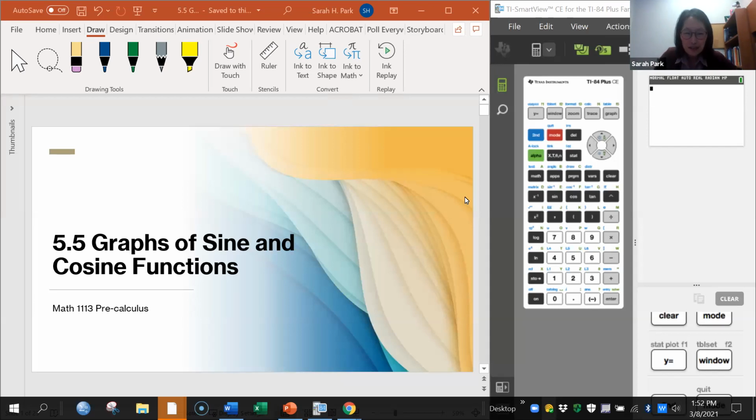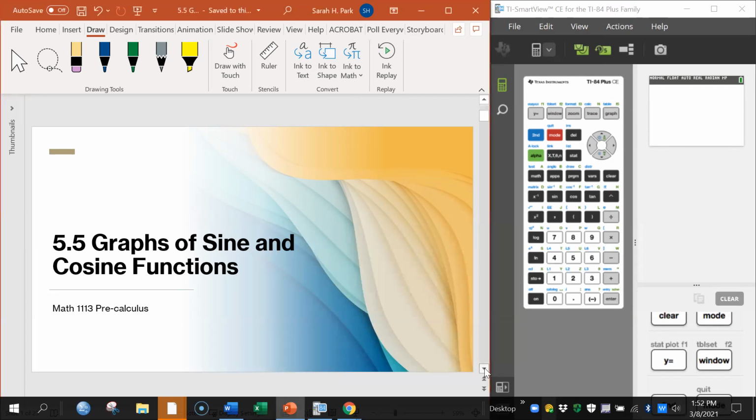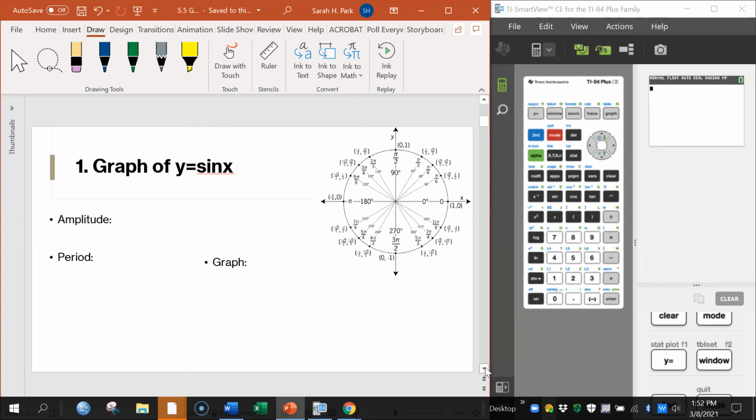Hi, everyone. In this video, we will focus on section 5.5, and we are going to take a look at graphs of sine and cosine functions. So let's take a look at the basic graph of the sine function, where y is equal to sine of x. We have taken a look at the unit circle. So how do we graph y equals sine of x onto the y-x plane?